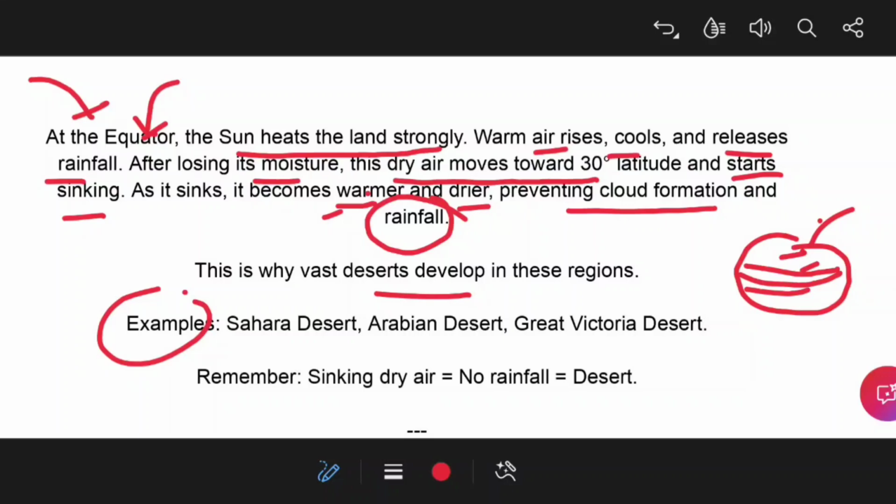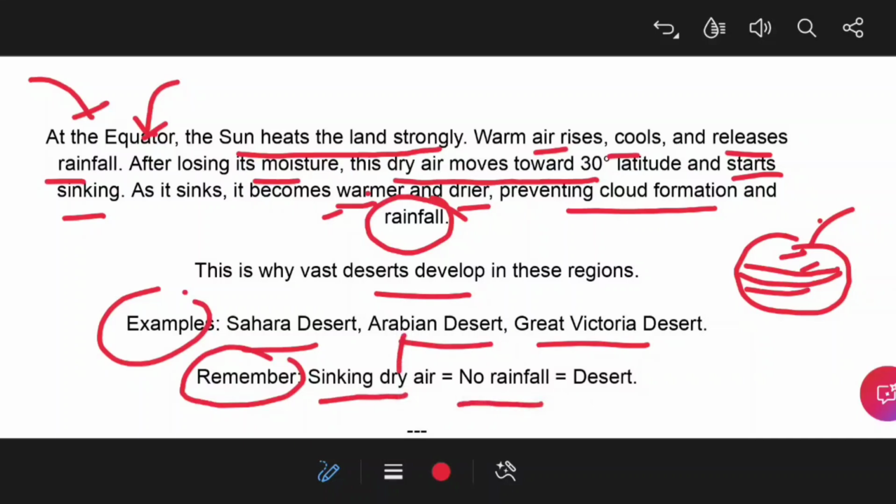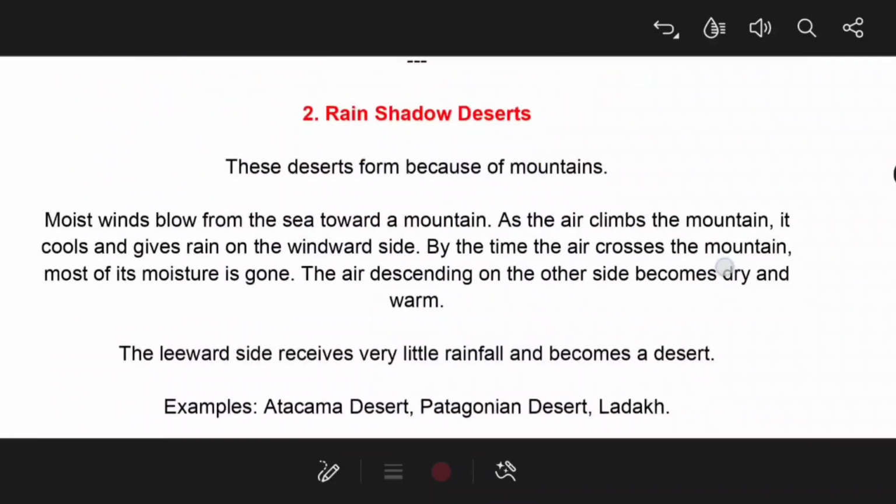So always keep in mind that the Sahara desert lies in Africa, and the Arabian desert and the Great Victoria desert, right? These deserts are examples of subtropical deserts. You have to remember just a few things: sinking dry air, and since the air is dry, there will be no rainfall, and that's why this type of desert will develop.